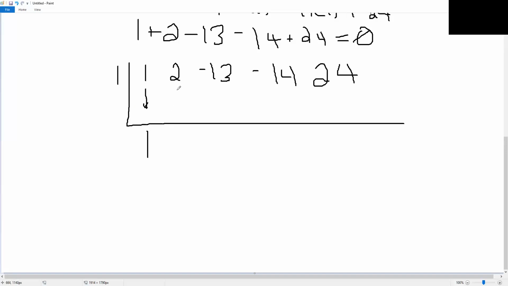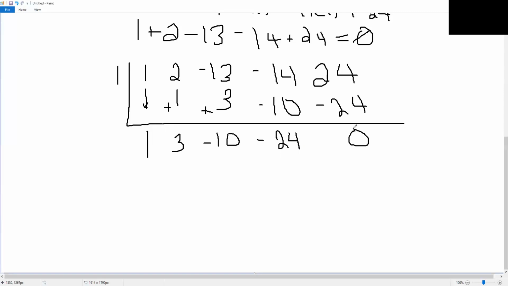1 times 1 is 1. We're adding here. Gave me a 3. 1 times 3 is just 3. We add this. That gave us a negative 10. 1 times negative 10 is negative 10. That gives us a negative 24. And 1 times negative 24 is just negative 24, which gave us a 0.